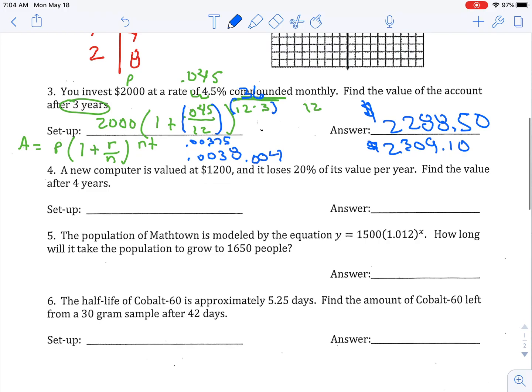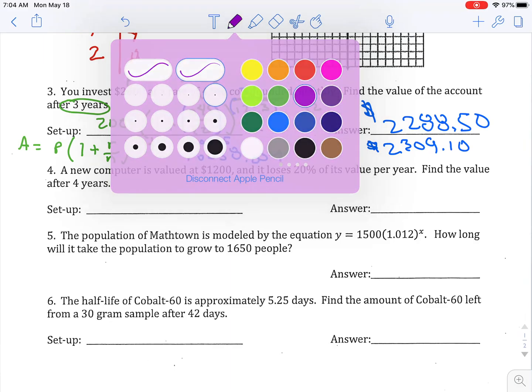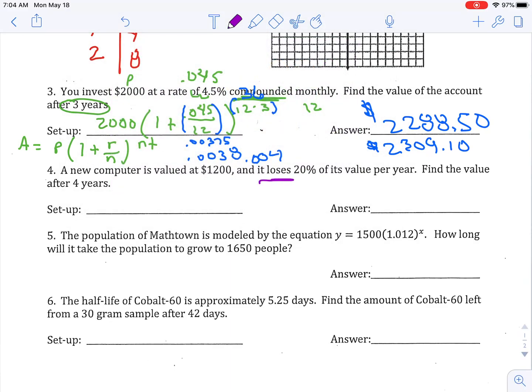And now it says a new computer is valued at $1,200 and it loses 20% of its value per year. Find the value after 4 years. So now here's a keyword where it's saying loses. It's losing value. So now it's going to be the depreciating kind, where you have your original amount and you have 1 minus your rate, that you're going to have to plug in and then raise it to the T.